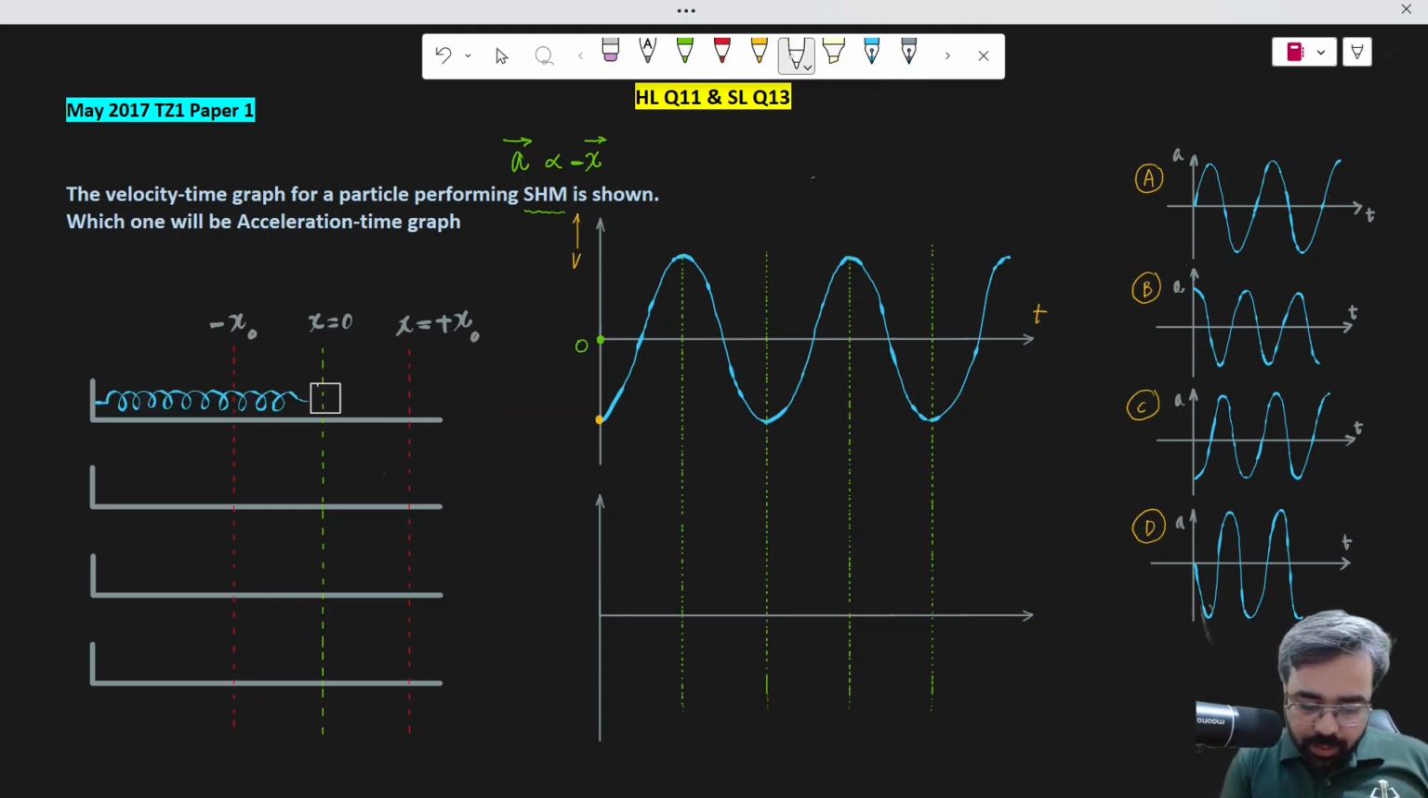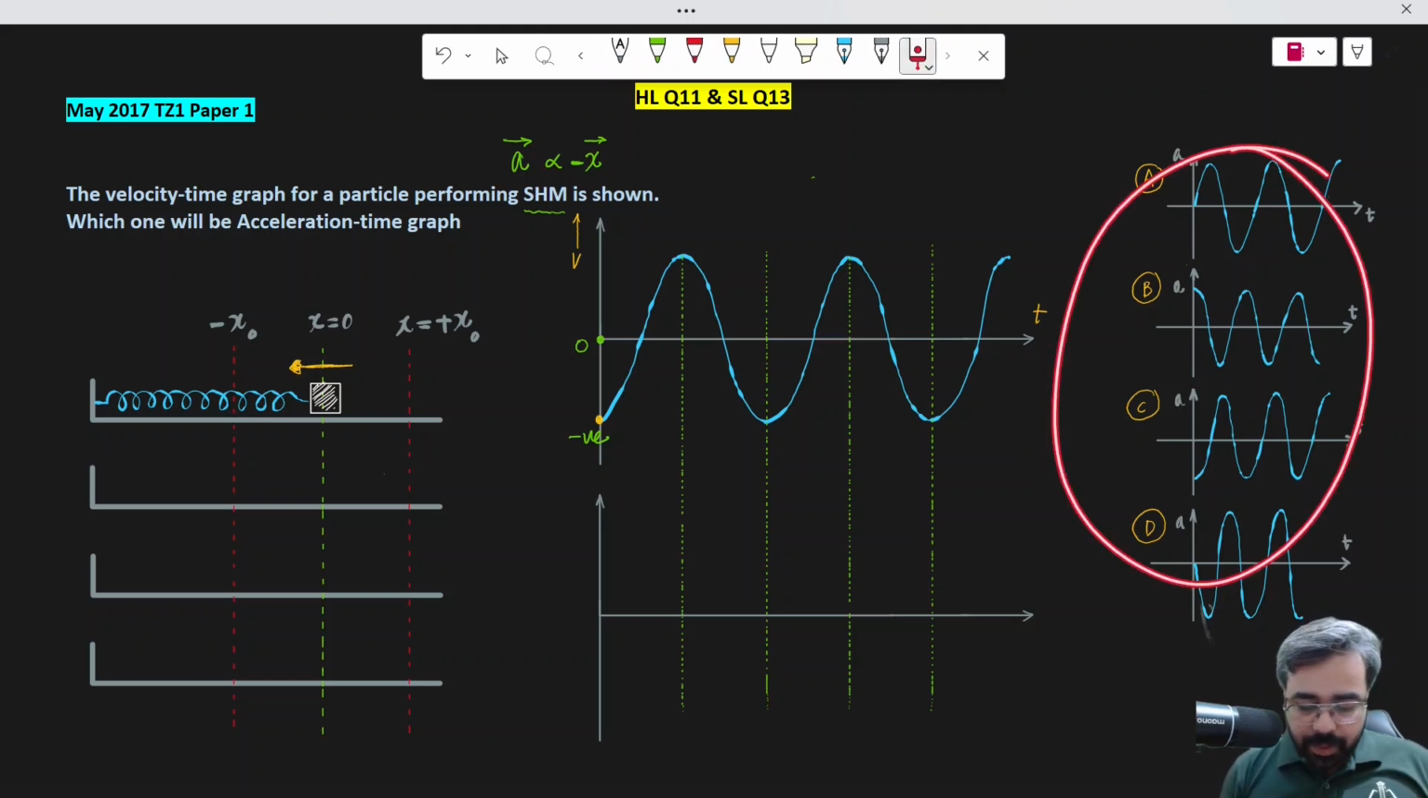So right now you can see the position of the mass at the equilibrium position. Velocity can be only maximum positive or maximum negative at the equilibrium position, and it shows us that the motion is towards the left. By the way, what we have to do in this question is draw the acceleration-time graph, which will be one of them.